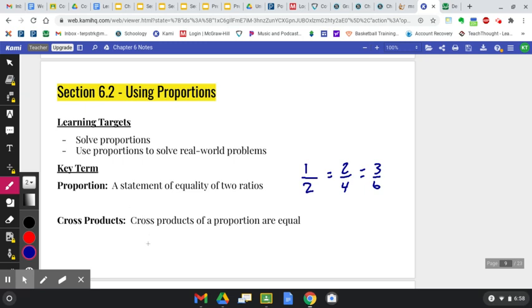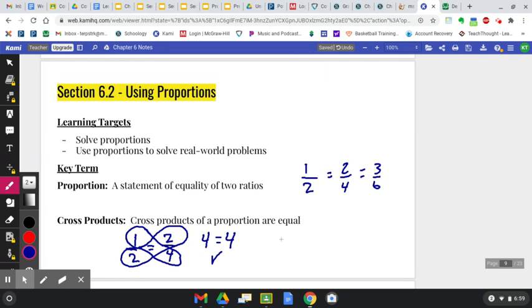Cross products: we cross multiply to solve proportions. And cross products, if they're proportional, if they're equal ratios, will always be equal. So if we look at our example, 1/2 and 2/4, we know that this is a true statement. And there are two cross products, right? 1 times 4, which is 4. And the cross product of 2 and 2 is equal to 4. So those are proportional, right?